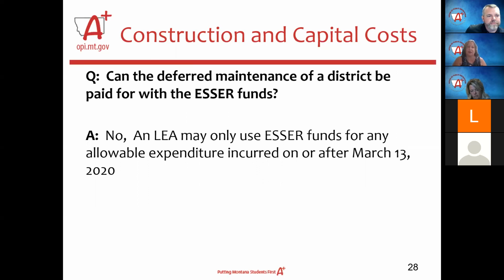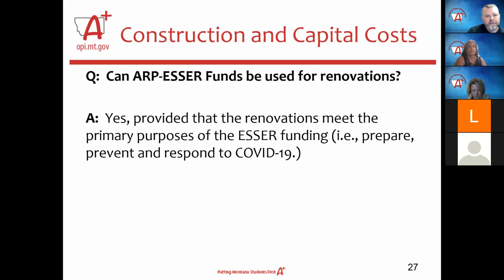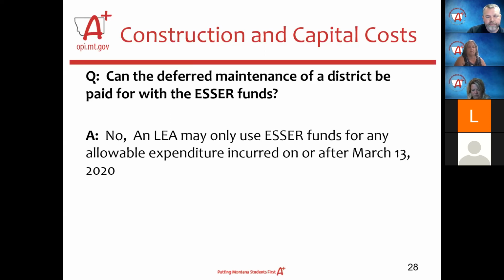Can the deferred maintenance of a district be paid for with ESSER funds? The answer to this question is no. An LEA may only use ESSER funds for any allowable expenditure incurred on or after March 13th, 2020. Sometimes renovation needs that meet the prepare, prevent, and respond criteria overlap with past capital needs or past deferred maintenance needs. So there is some wiggle room on that, but generally the need has to be identified on or after that March 13th date.